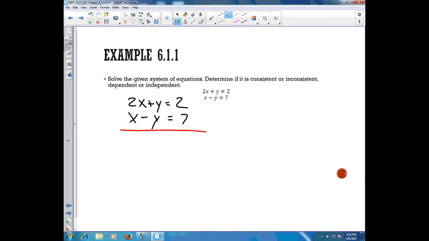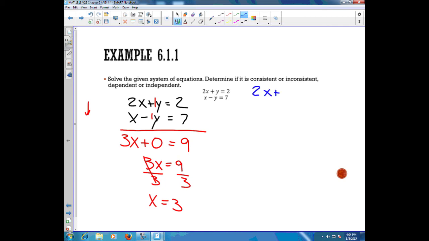if we add straight down here, then 2x plus x is going to give us 3x. Positive 1y minus 1y, well, positive 1 minus 1, that's going to give us 0. And then 2 plus 7 is 9. So we've now eliminated y. And what we're left with is 3x is equal to 9. We then divide by 3. We get x equals 3. We can then take x equals 3, plug it back into any of the other equations, and solve for y.